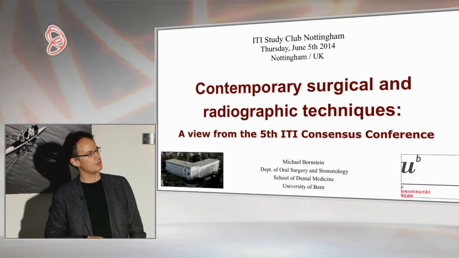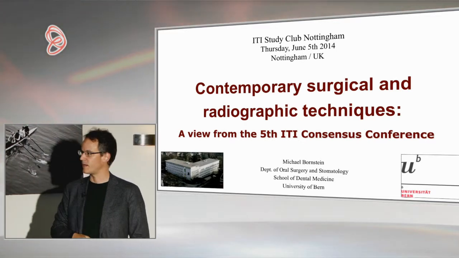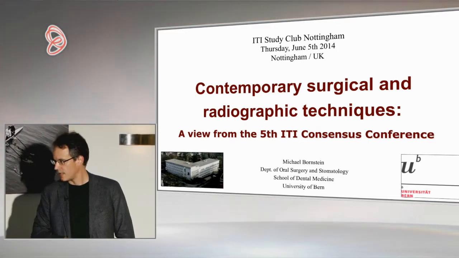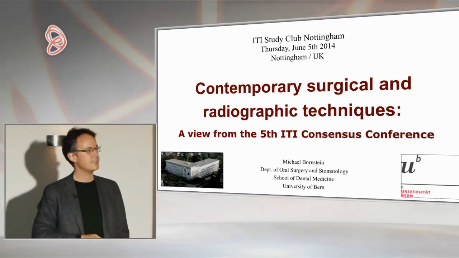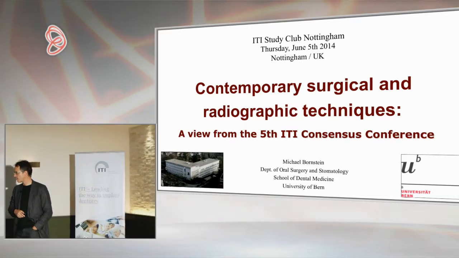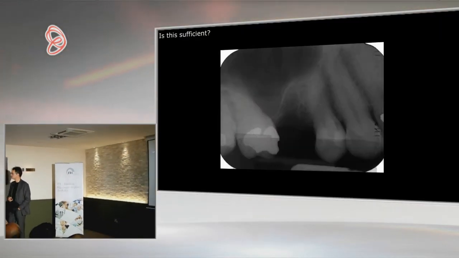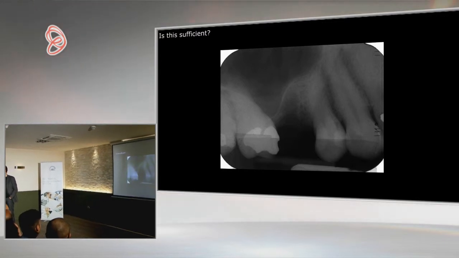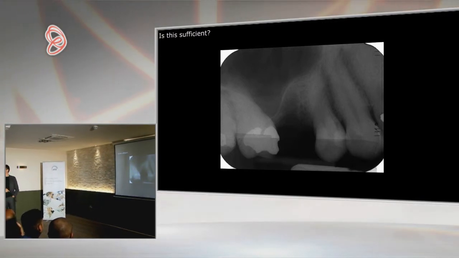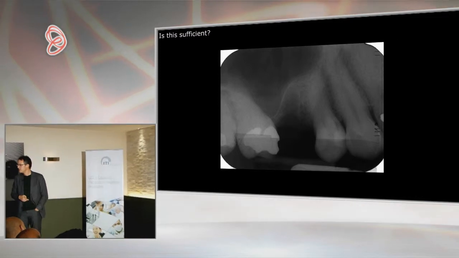So if we talk about radiographic imaging and implant dentistry, we have to simply ask the question: if we want to do something about this single tooth gap and we are thinking about implants, is this radiograph here enough? Will you do surgery here? Do you know which surgical technique you're going to apply by using that, or do you need anything more?